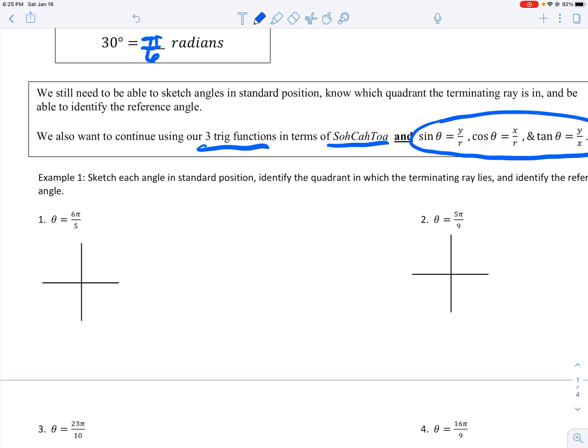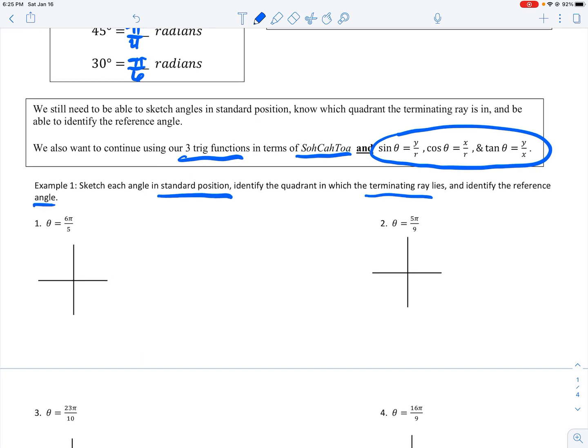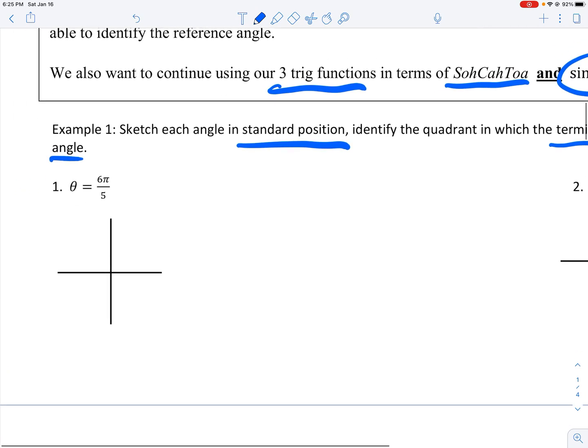We're going to sketch in standard position, which we did with degrees, figure out the quadrant of the terminating ray, and find the reference angle. We've done all this, but now we're in radians. So 6 pi over 5. Remember, when I did this in degrees, I would always label 0, 180 degrees, 360 to help me figure out where the sketch is. But we're in radians, so we're not going to do 0 and 180, we're going to use 0, pi, 2 pi.